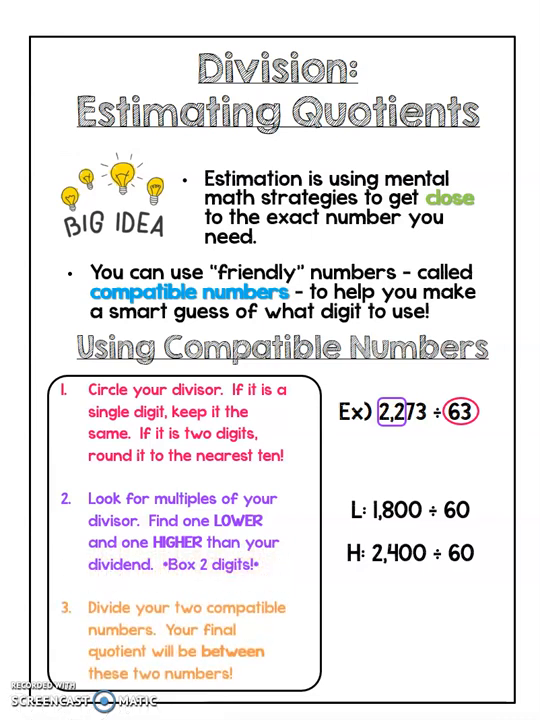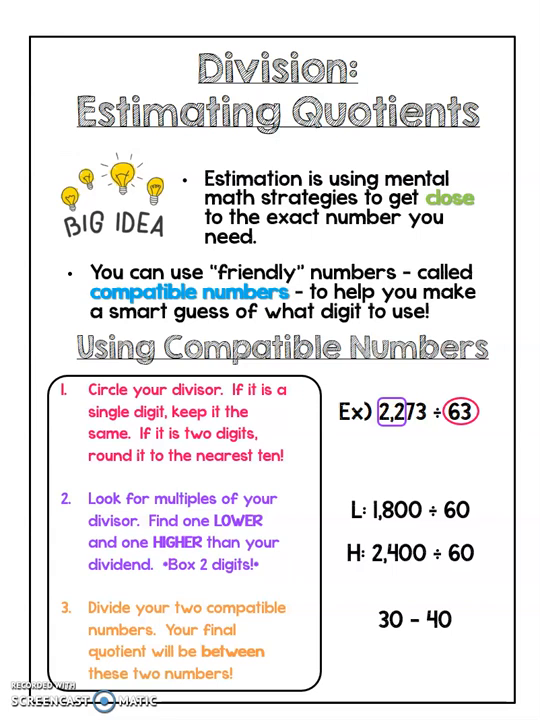Now, I can divide those two compatible numbers. 1,800 divided by 60 is going to give me 30 because I see the basic fact 18 divided by 6, and then I can cross off one of these zeros because they share them in common. And my higher estimate would be 2,400 divided by 60. 24 divided by 6 is 4, and then I can buddy up a 0 in this problem. So that means my estimate there would be 40. So my answer is going to be between 30 and 40.